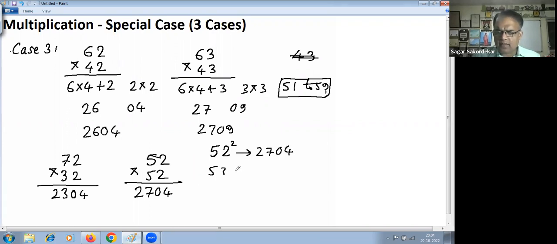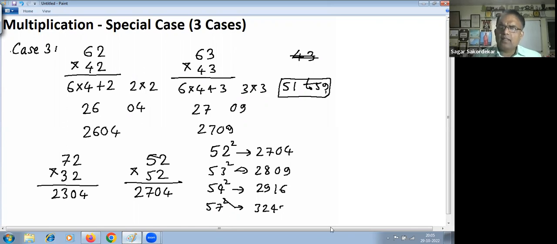53 square. 5 square, 25 plus 3 is 28. 3 square, that is 09. 54 square. 5 square 25 plus 4 is 29, 4 square 16. 57 square. 5 square 25 plus 7 is 32, 7 square is 49. So any squares between 51 to 59 you can directly do orally. Anybody has doubt about this?